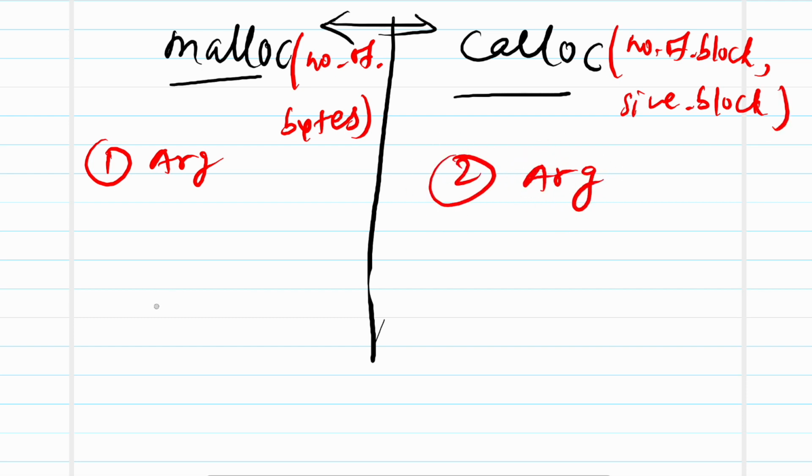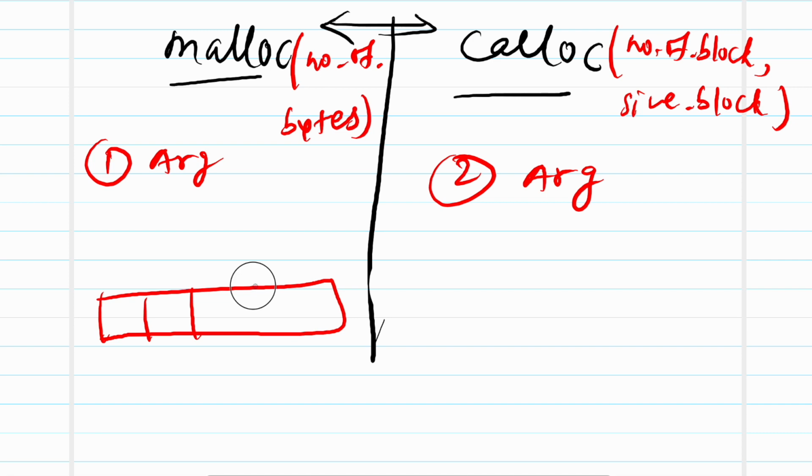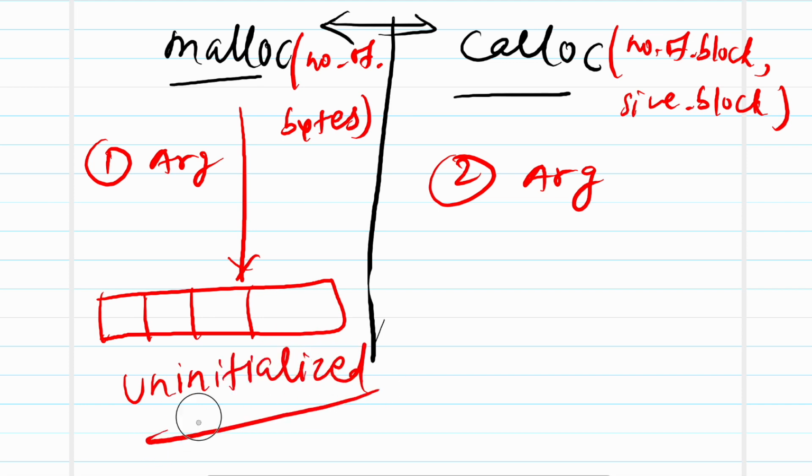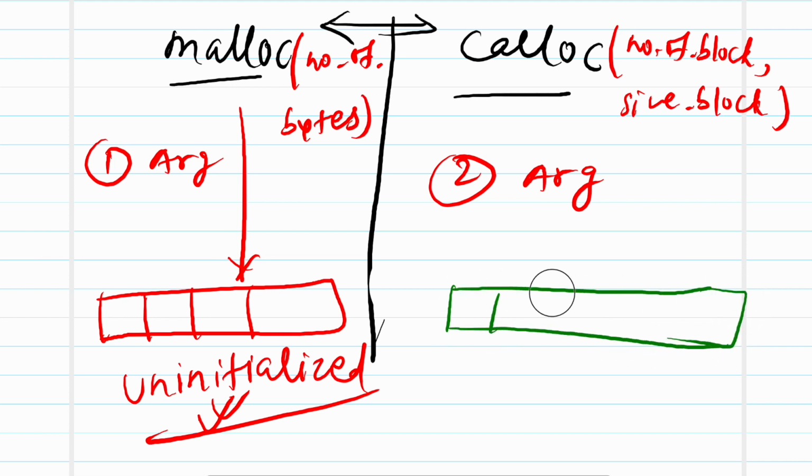One major difference is here: whenever you are allocating memory with the help of malloc, let's say you are creating 4 bytes of memory, these 4 bytes will not be initialized. This will be an uninitialized state, so it will contain some random value. But in case of calloc, it doesn't only allocate memory, it also initializes these memory locations with value 0. So this is the major difference here.